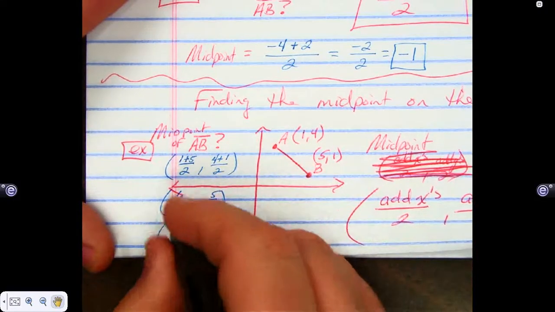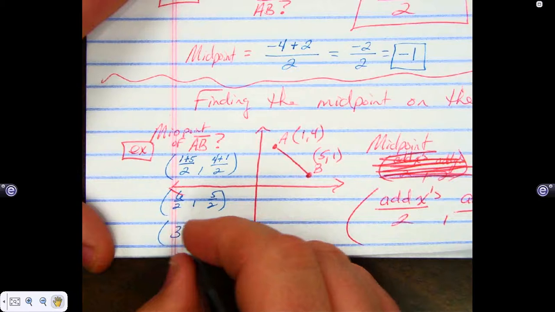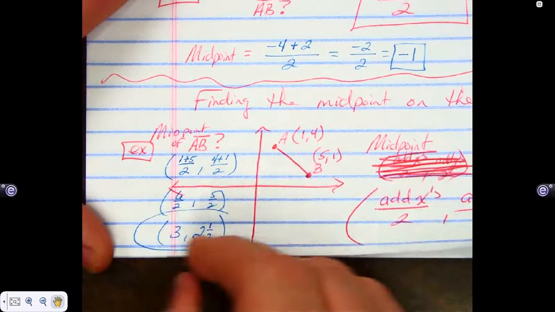How would you write your answer? Well, that comes out even. It'd be 3 comma 2 and 1/2. That's where the midpoint would be.